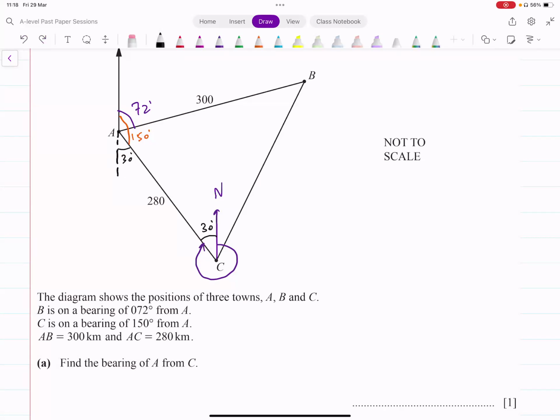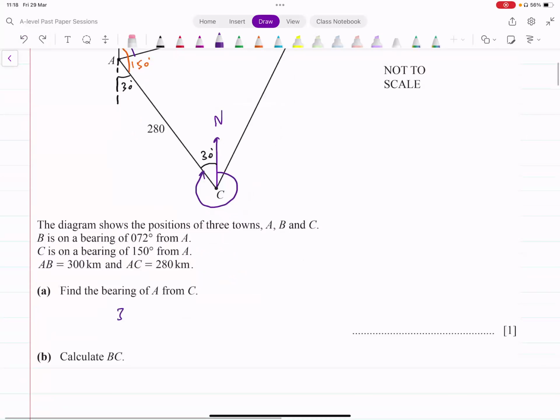What's the bearing of A from C then? Bearing of A from C, that's this angle, 360 minus 30. This angle turns out to be 330 degrees. That's the bearing of A from C. That's what we were looking for in the first part. Okay, so that's 330 degrees. Now let's look at the second one.